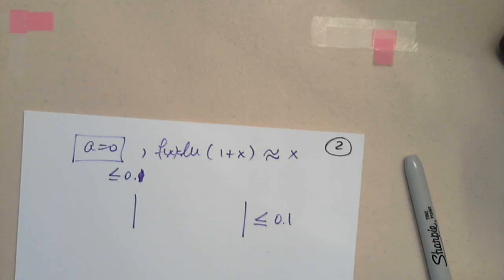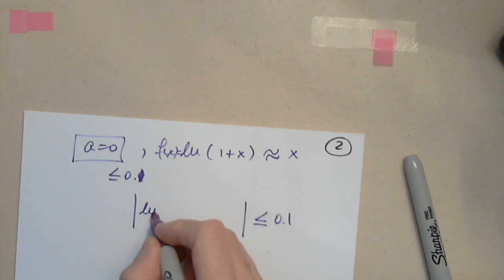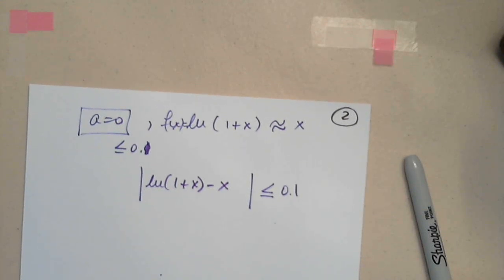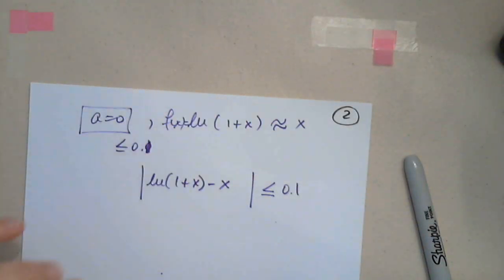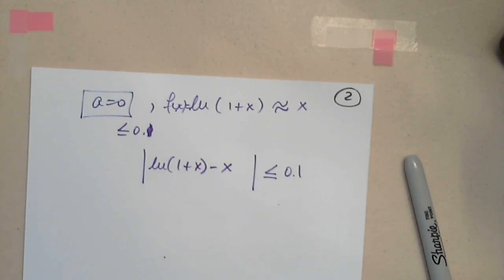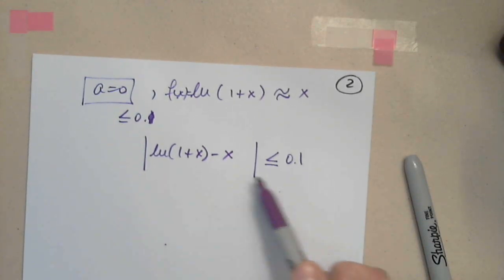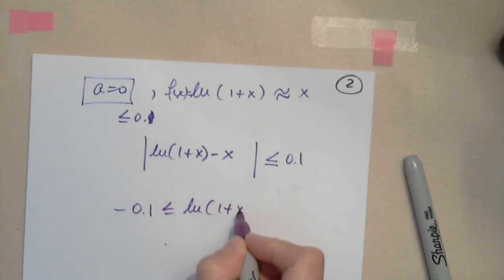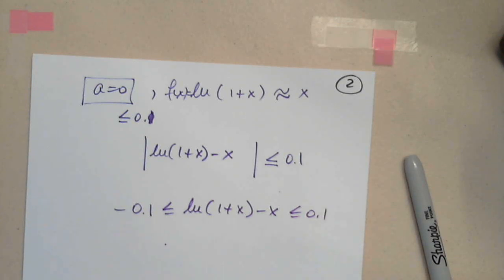Not anywhere else, just near 0. So then natural log 1 plus x minus x is what we have to solve for x. One more time, we're asked to find what x values make this error less than or equal to 0.1. This problem cannot be solved without a calculator, so I'm assuming that WebAssign has the calculator symbol next to it. And this will change, as we know, into negative 0.1 less than or equal to natural log of 1 plus x minus x less than or equal to 0.1.